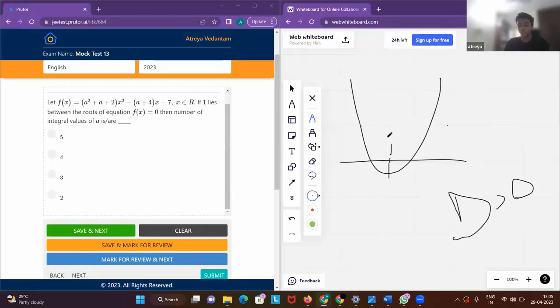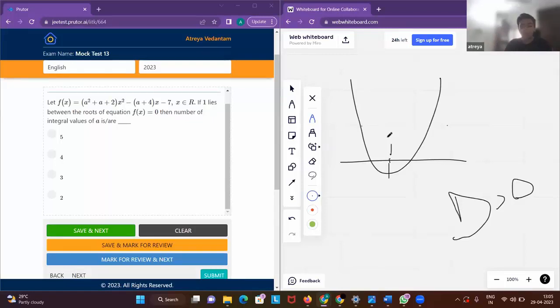So that is negative. We know that a squared plus a plus 2 is always positive because that's always a positive quantity, which means a squared minus 9 is less than 0, which means a is always between minus 3 and 3, excluding both of them, which means a can only take the values of minus 2, minus 1, 0, 1, and 2, because we're talking about integral values here.